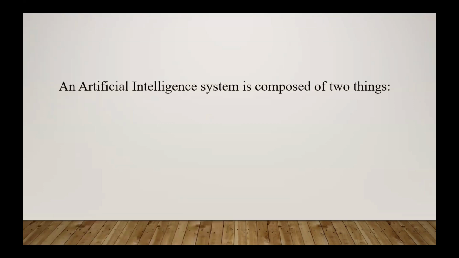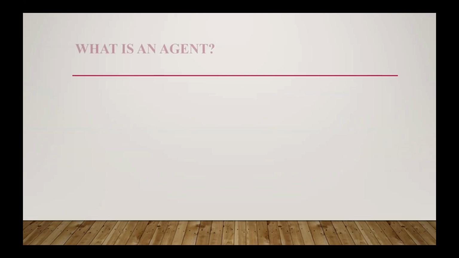An intelligent system is composed of two things. Whenever we talk about an artificial intelligence system, it has two things. The first one is an agent which operates. The second one is its environment. So let's first understand what an agent is.